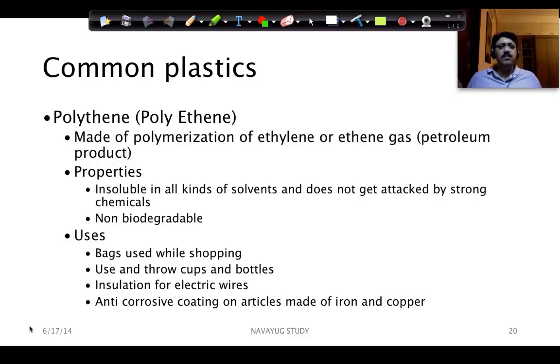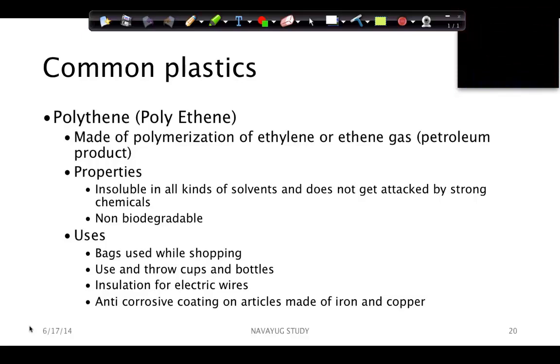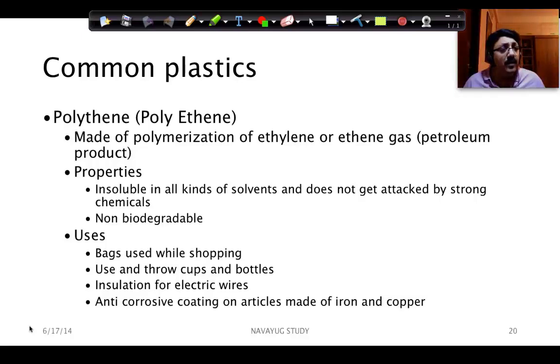Bags are used, typically those plastic bags that you get from shops. They are polyethylene bags, right? Used for throwaway cups, bottles, all these bottles, then plastic cups that you use in parties. All these are again non-biodegradable.